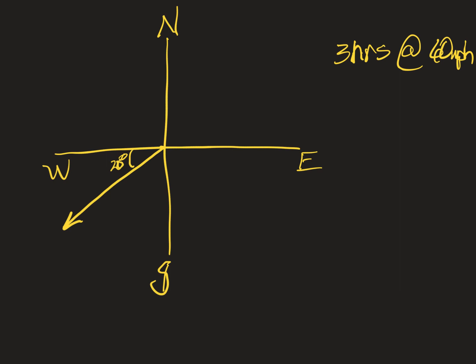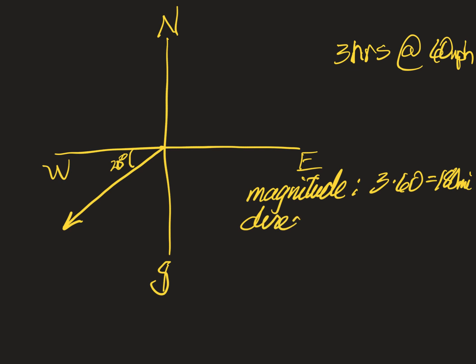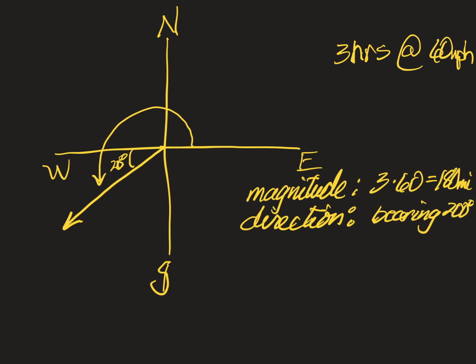So one way to do it is we want to take the magnitude of the vector. So the magnitude in this case is 3 times 60, or 180 miles, okay? And then the direction of the vector, there are 3 ways we can do the direction. Since this is 20 degrees, we could say this is 200 degrees. That would be a bearing of 200 degrees, okay?